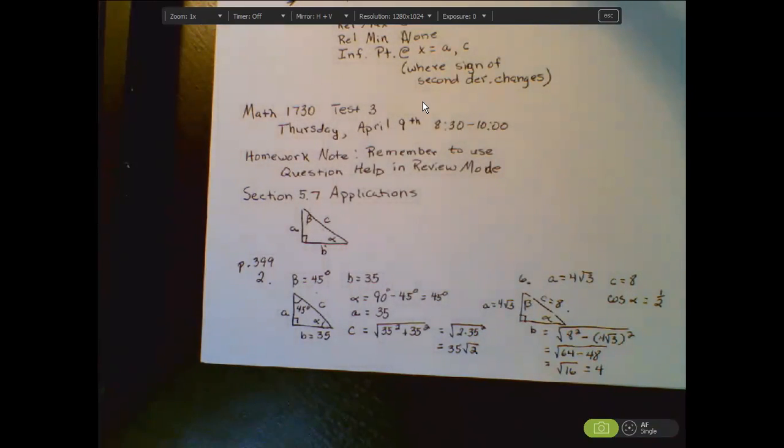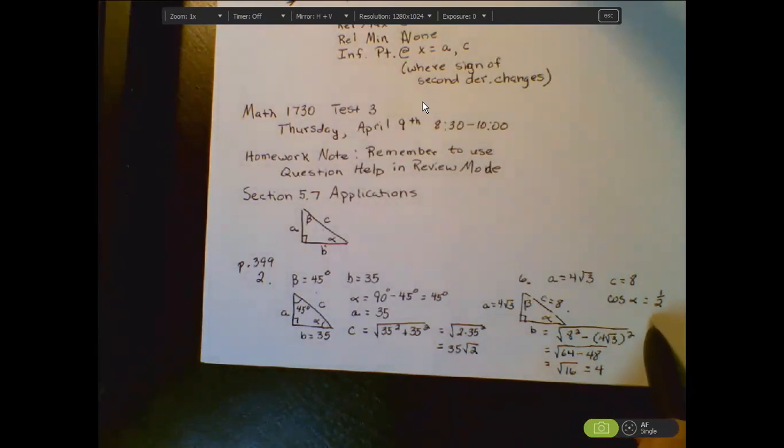Anybody? Miss Carly, can you tell me? Oh, she disappeared again. Evan, if the directions didn't say find the exact answer, what button on my calculator gives me the angle whose cosine is a half? Cosine inverse. Yeah, inverse cosine. That would give me a decimal approximation.